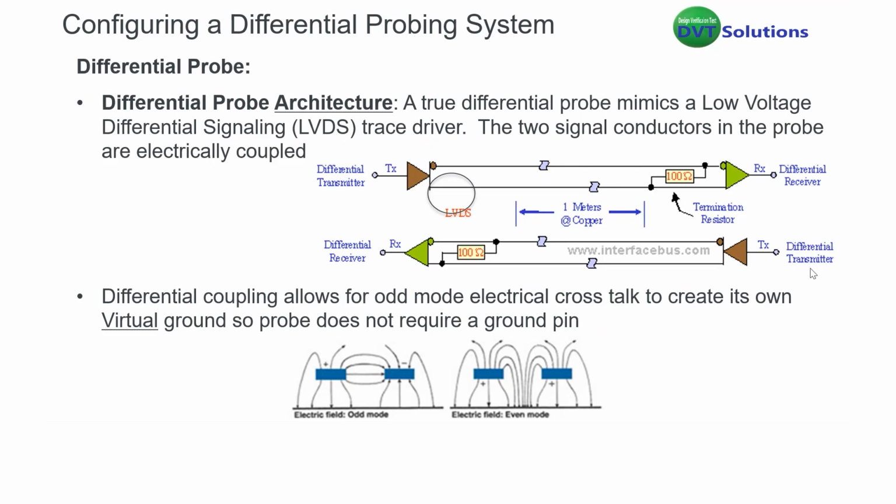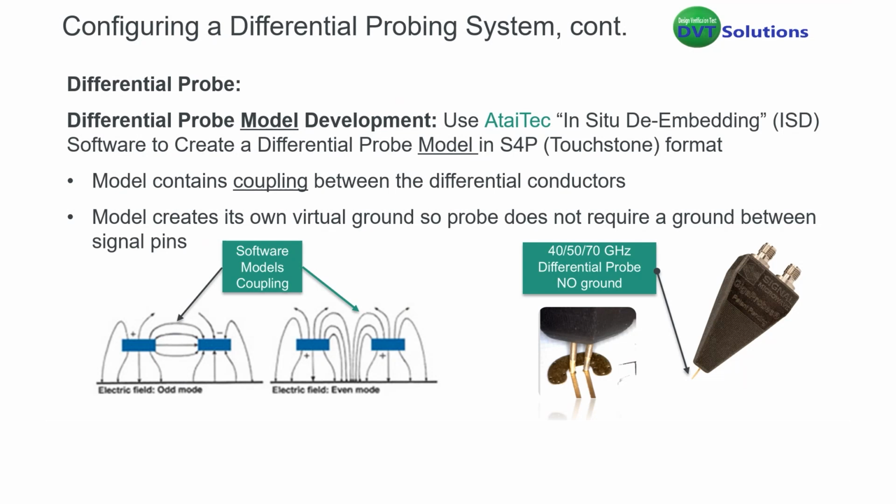So there's coupling there that has to be modeled later, and I will just discuss how we do this with a software product. But in order to create a good model of a differential probe, you have to be able to model the coupling between the two transmission lines. Next, let's discuss the model development.